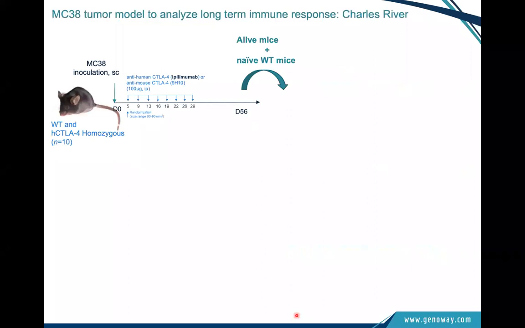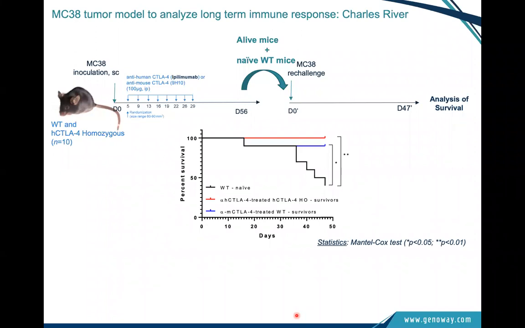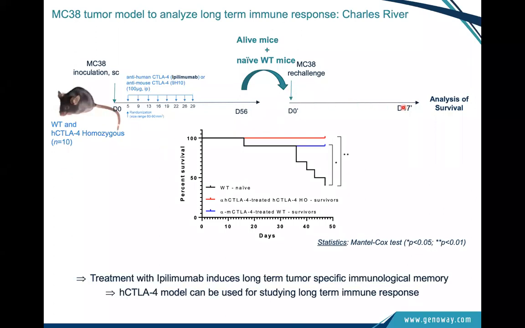Finally, long-term immune response was also investigated here. And as you can see, when mice are treated with ipilimumab and then re-challenged with MC38 cells, they don't develop tumors. So this type of model could be used to assess antibody.